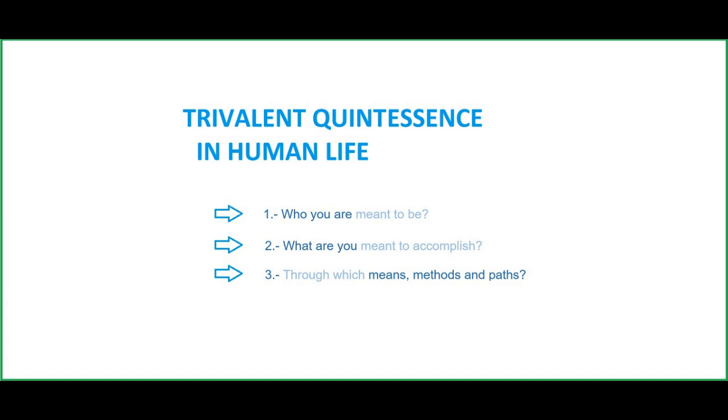And the 3 crucial questions are: 1. Who you are meant to be. 2. What are you meant to accomplish? 3. Through which means, methods and paths. The knowledge of canonical types, and the inner quantogeometric trends innate to numbers as studied, are going to be your method. The data is all the numbers you are able to gather, from the unfolding of your existence.